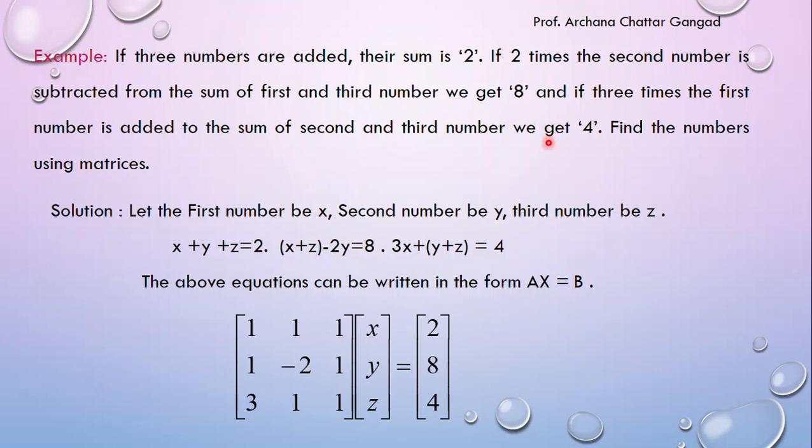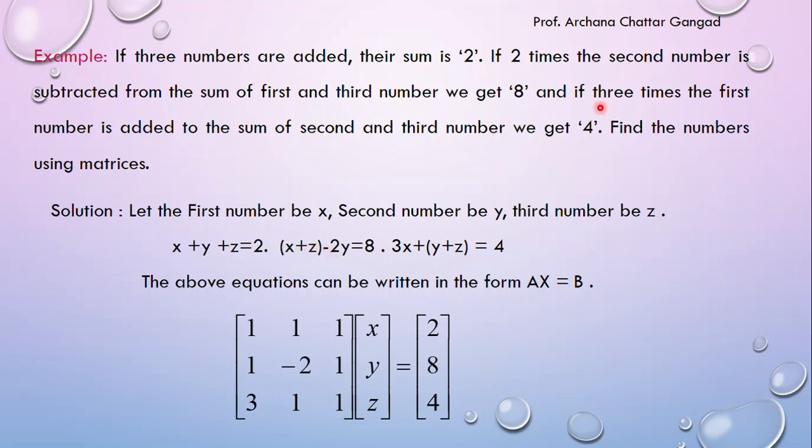इनके sum में से हमें subtract करना है. So मैंने क्या किया यहाँ पे x plus z की addition की minus 2 times y. तो हमें कौन सा number मिलता है? We get 8 number. So which is equal to 8. Now this is our second equation.